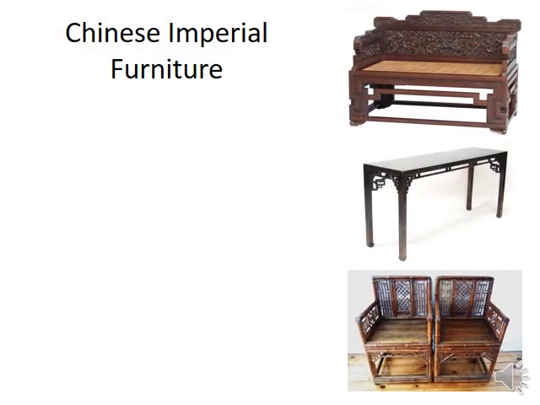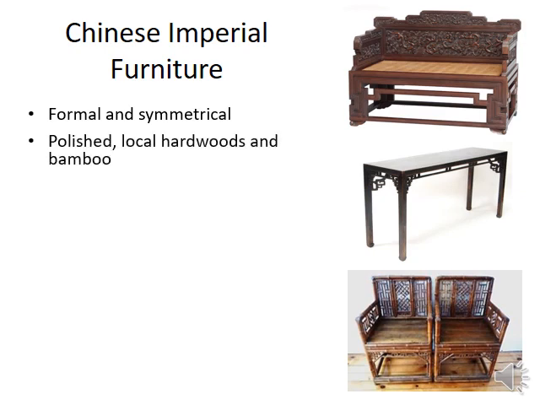Now, studying some specific pieces of Chinese imperial furniture. First of all, let me designate that imperial furniture would be your very high style furniture used by the emperor. Again, the key characteristic is that it is very formal, very symmetrical. Now, relative to its materials, many of the furnishings are made from highly polished local hardwoods, including bamboo. A lot of the furniture is made, at least in part, if not in full, from bamboo.